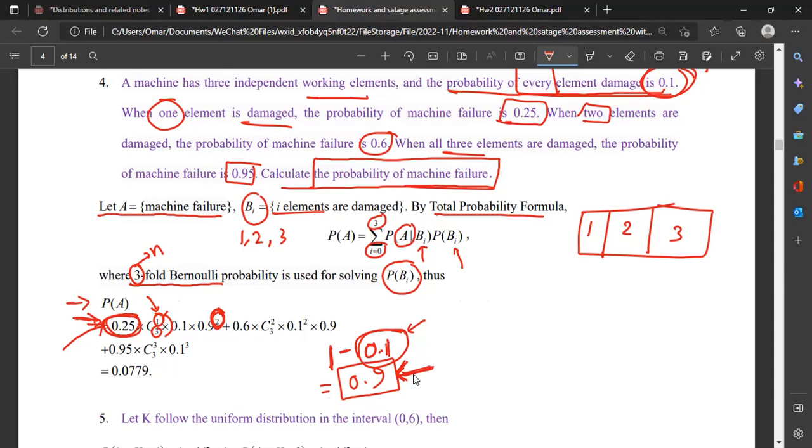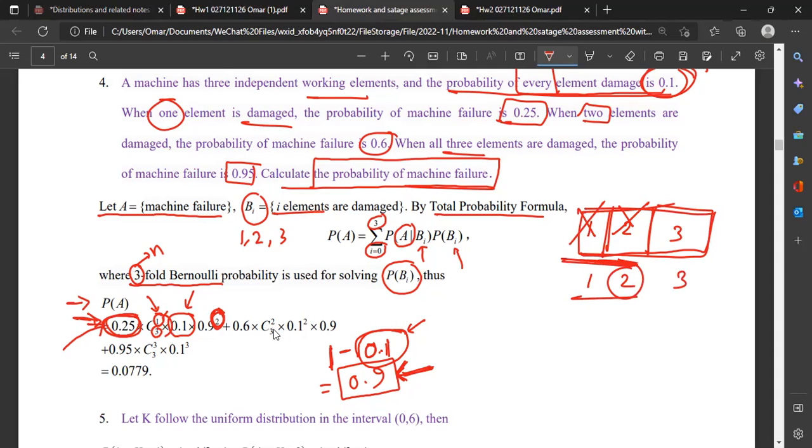So the result is 0.9, and then we multiply it with their corresponding probability, so 0.1. And now let's come back to the second element. If the first element and the second element, both of them are damaged, so here this is the machine, and first and second element, both of them are damaged. So that's why two of them, right? 1, 2, 3. So two of them are damaged.